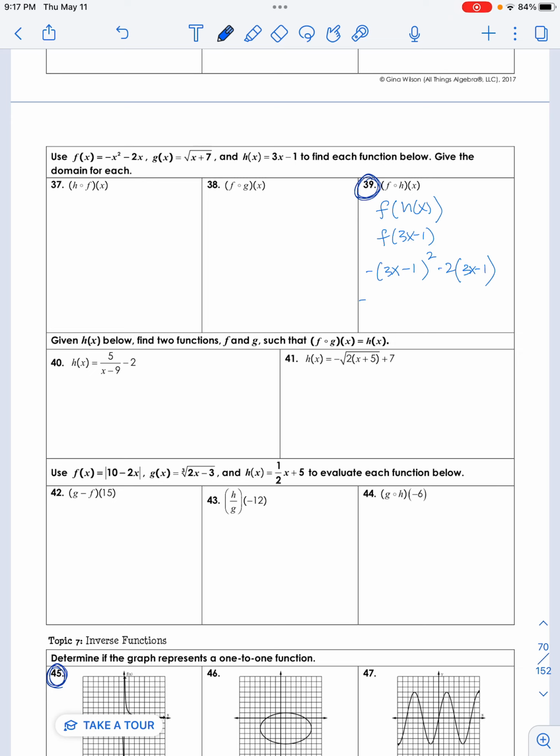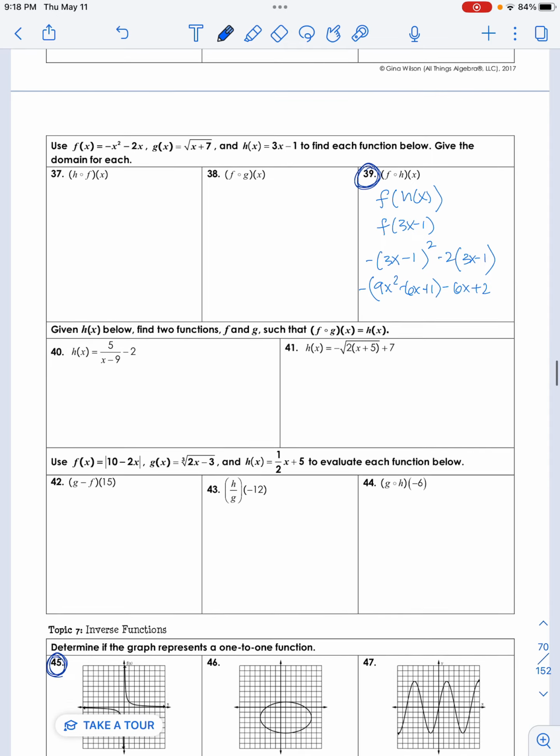And then you get negative 9x squared minus 6x plus 1 minus 6x plus 2. For the sake of time, I'm not going to simplify that any further, but you would get that down into simplest form by combining like terms.